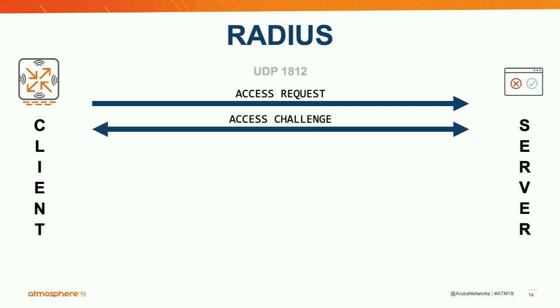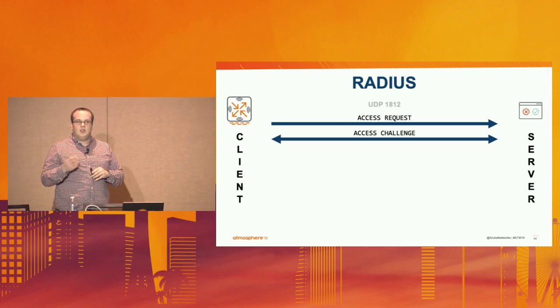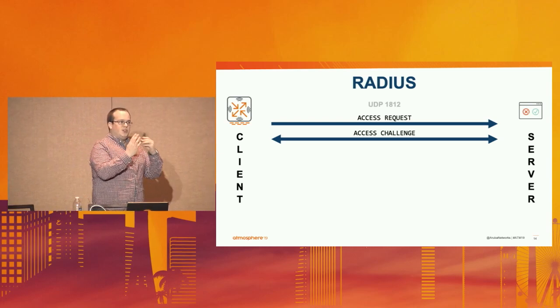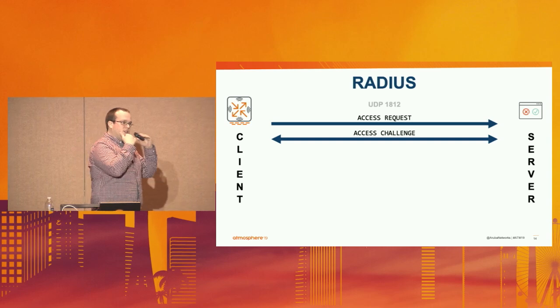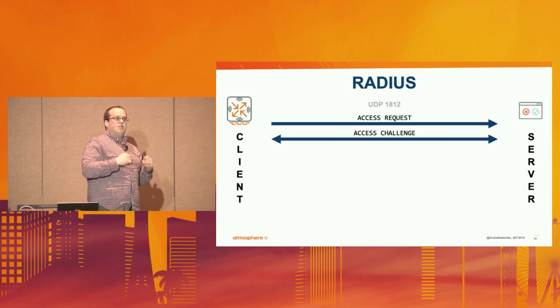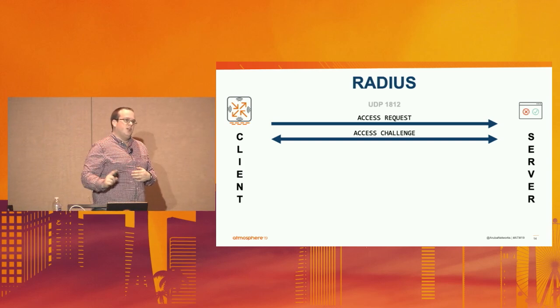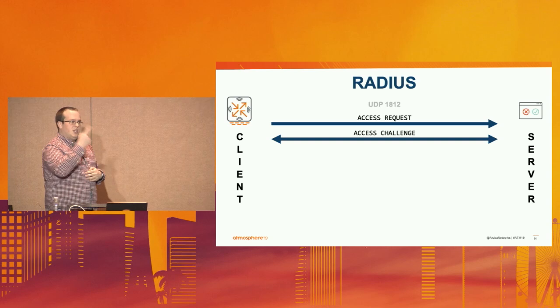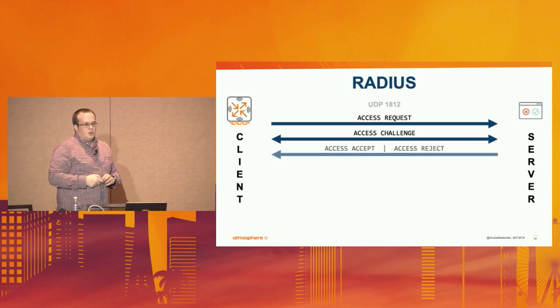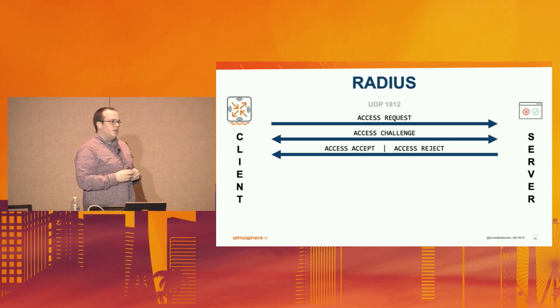The access challenge is used for any intermediate communication back and forth. So if the server needs to query the NAS for more information, or in the case of 802.1X, those challenge messages carry the EAP back and forth, because ultimately 802.1X is EAP inside of RADIUS. It's encapsulated and carried. So you may see tons of access challenges depending on where you're doing your packet capture. That's just the EAP exchange going back and forth. And ultimately, you either send back an accept or reject based on policy or some other method.